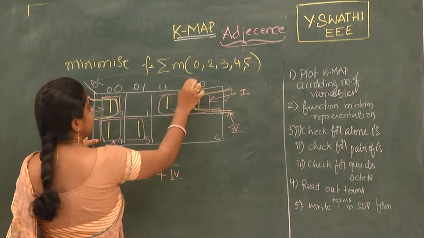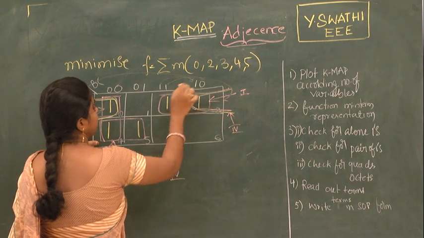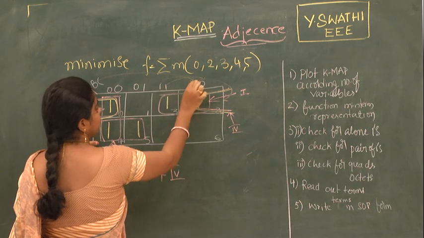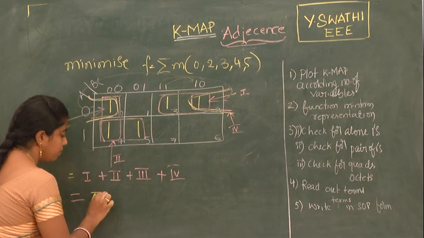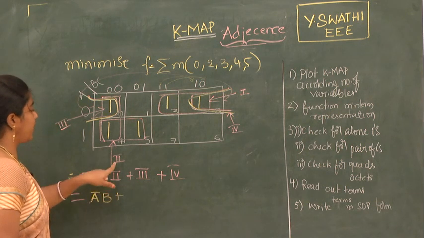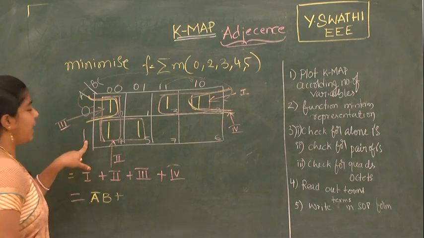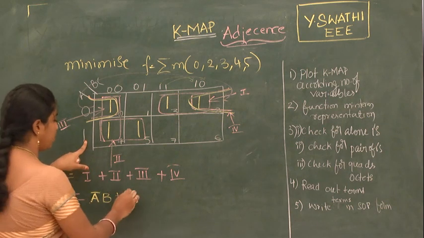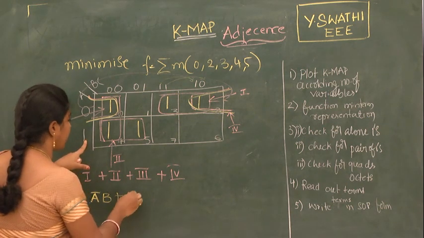B doesn't change. C is changed from 1 to 0. So B is in position of 1, right? So B is an uncomplemented form. So in the second group, A doesn't change from 1. So you can take it as uncomplemented A.